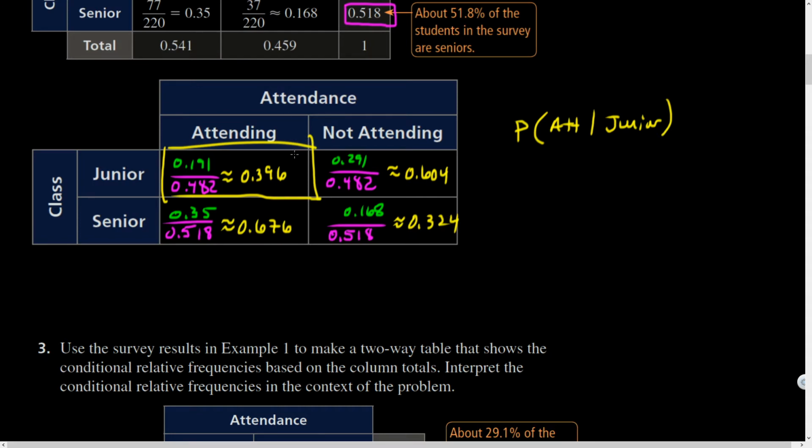I think this was a school concert or something like that, but maybe it could even be like prom or something like that. And it's indicating that seniors are more interested in going to this than the juniors were.